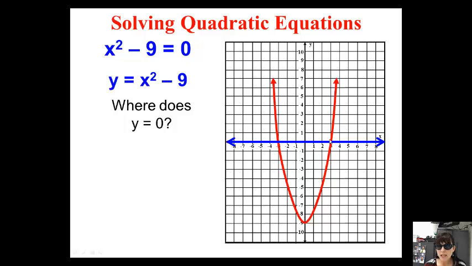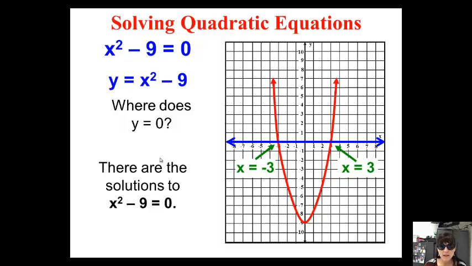Right here and right here are your two solutions. And if you had solved this by backing out until you got x by itself, you would have gotten these 2 points as your solution, 3 and negative 3, because we would have added 9 to both sides and then taken the square root of x squared and 9 and gotten negative 3 and 3. There are the solutions to x squared minus 9 equals 0, and there are 2 of them.